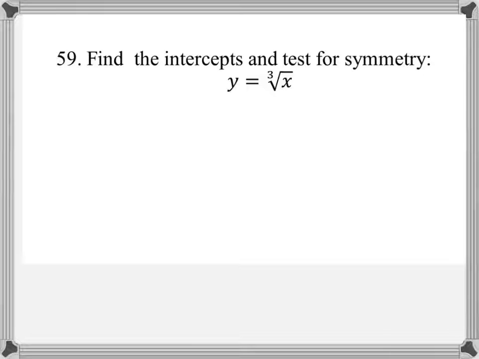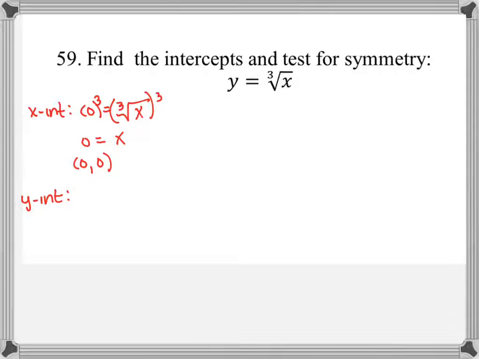Okay, let's find the intercepts and test for symmetry of y equals the cube root of x. So for the x-intercept, substitute 0 in for y. 0 equals the cube root of x. To solve for x, we will cube both sides. 0 equals x, or x equals 0. So as a coordinate, we have (0, 0), which is the origin.